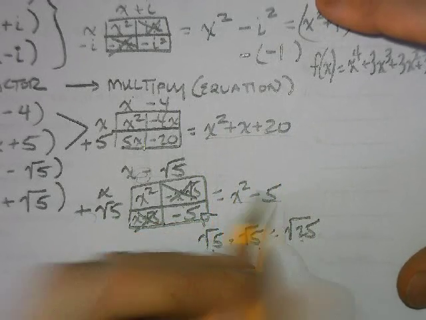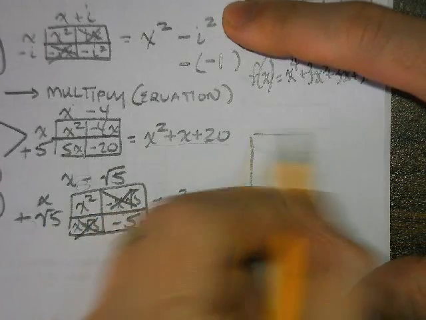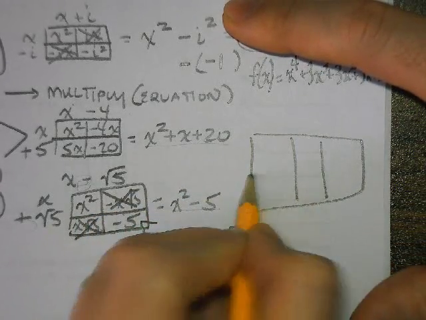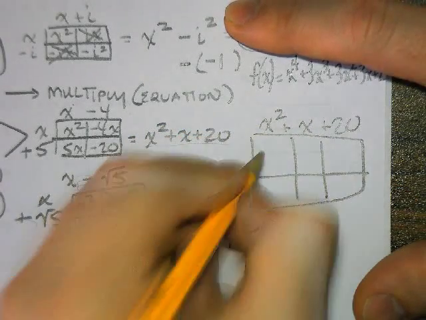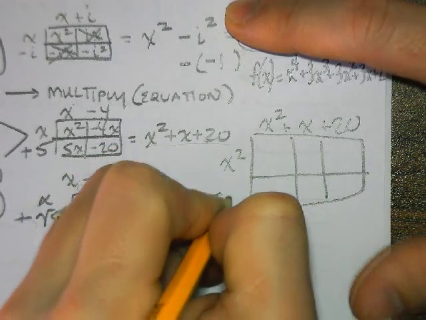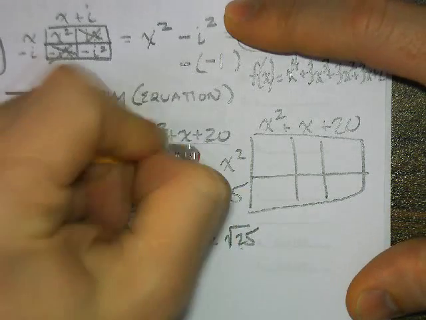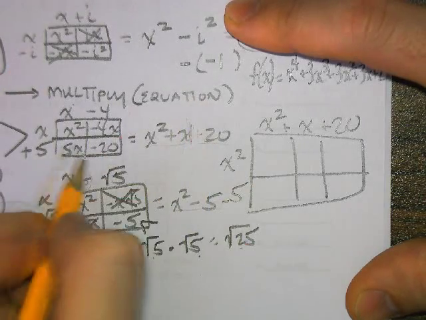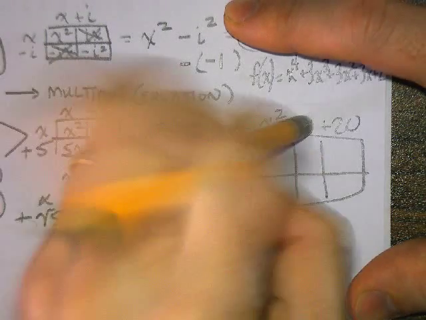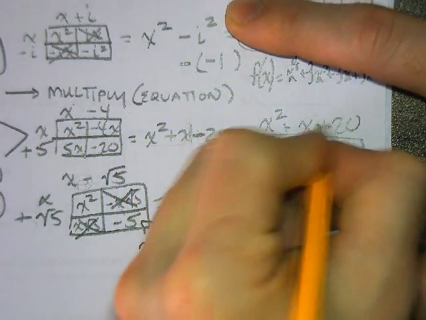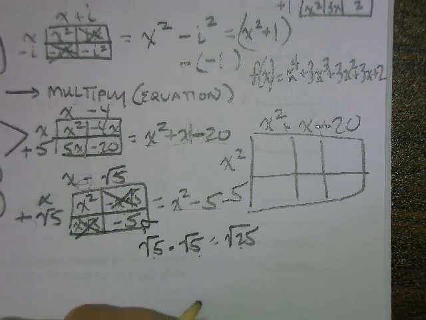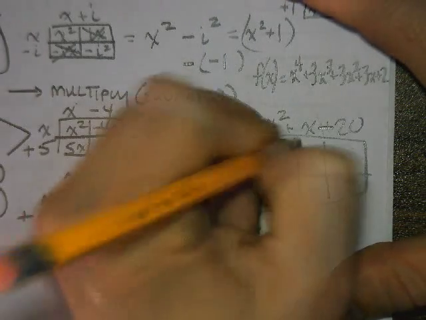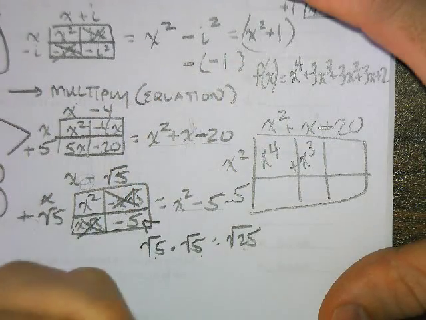So try your x squared plus x plus 20, and then x squared minus 5. I'm seeing over here that this is a minus 20, so I'm going to correct that to be a minus 20. Alright, so we're going to have x to the 4th plus x cubed minus 20x squared minus 5x squared minus 5x, and then plus 100.